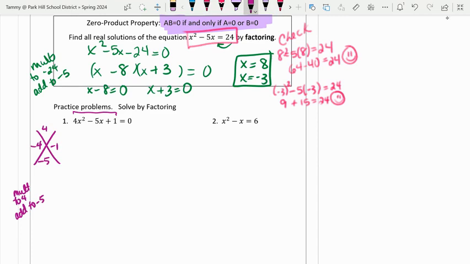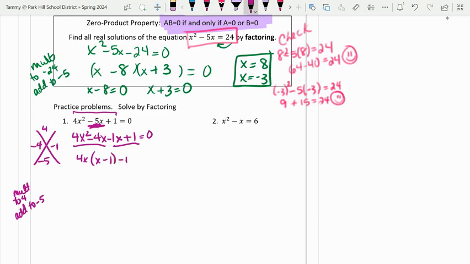Place those into the problem here. So we get 4x squared. Replace the negative 5x with negative 4x, negative 1x. Plus 1 equals 0. So we rename the negative 5 with these. Now you factor by grouping. So get the first two, second two. Out of the first two, we factor out 4x. And we are left with x minus 1.